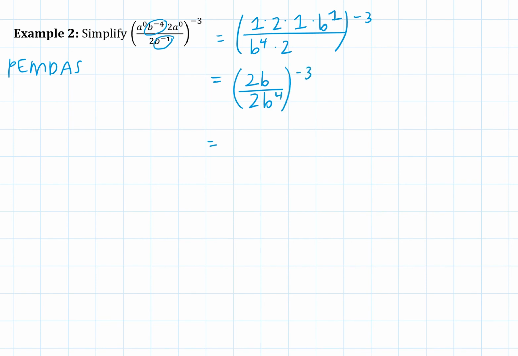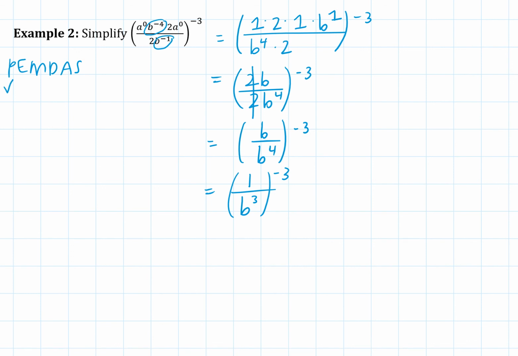Now, parentheses, we can still simplify. 2 over 2 reduces to 1. So we have b over b to the 4th, all to the negative 3rd. That means 1 b will cancel out. 3 b's remain in the denominator. And now there's nothing left to simplify inside the parentheses.